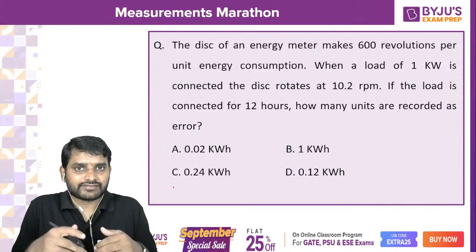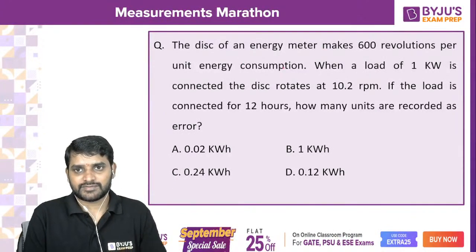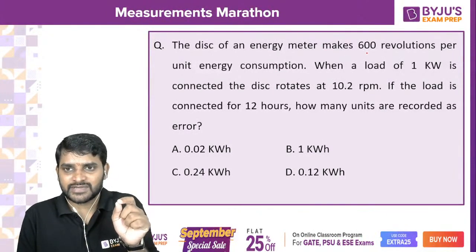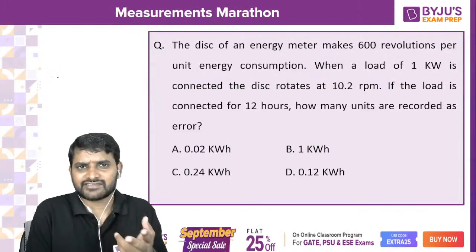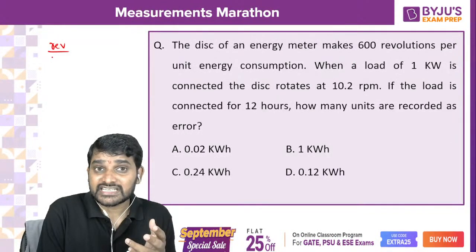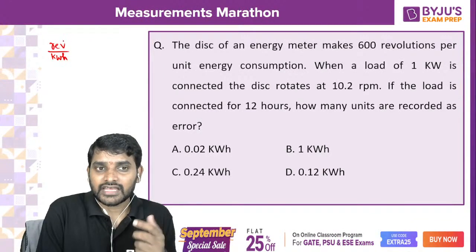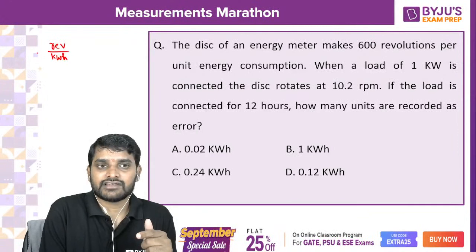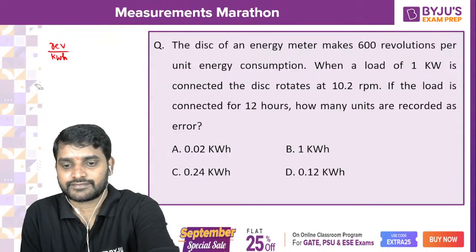So let me first put the information in terms of data, in terms of the quantities. The disk of an energy meter makes 600 revolutions per unit energy consumption. That means 600 revolutions per kilowatt hour. This is the value of K. So K he has given as 600.